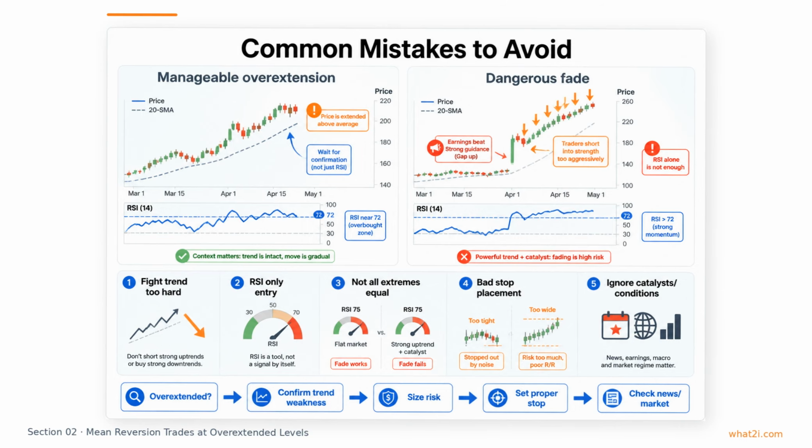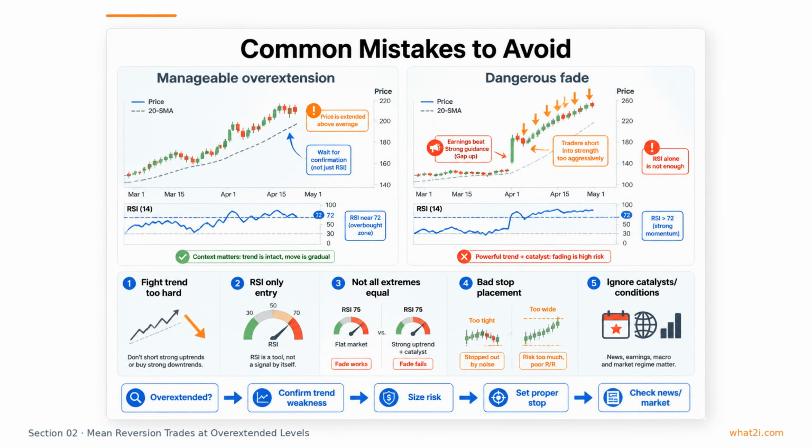Assume all extreme readings are equal, or ignore whether news is still actively driving the move. Stop placement creates another problem, because stops that are too tight get hit by normal noise, while stops that are too wide can make a small idea unnecessarily expensive. A stretched move in a calm range is very different from a stretched move after earnings or major macro news. That is why context matters so much here. Mean reversion can work well, but only when patience and risk control come first.